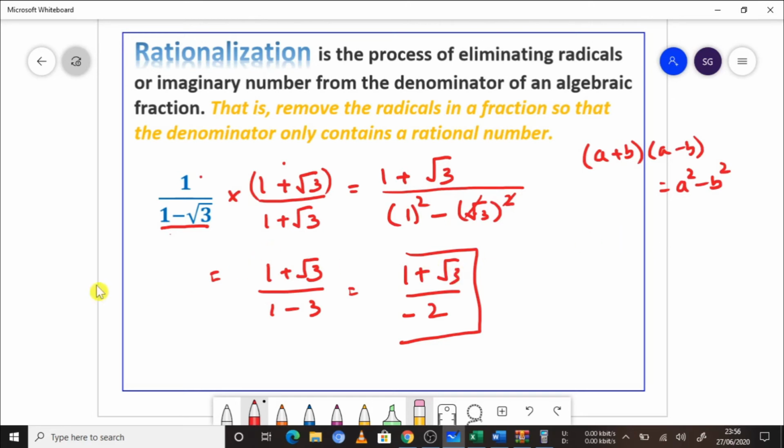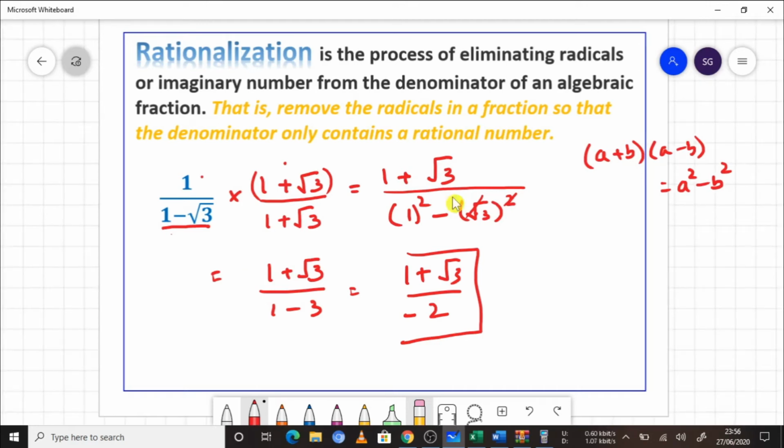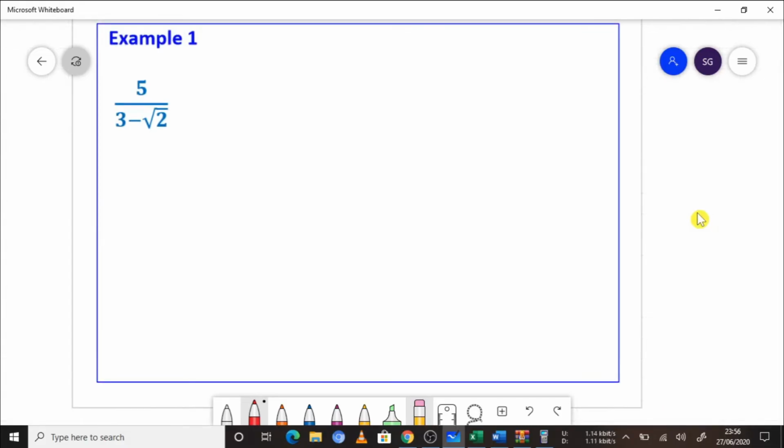Let's take a few more examples, and after the practice of these examples, our video will be concluded. All right, this is our example 1. We have 5 over 3 minus root of 2. So first of all, we identify the conjugate surd of this denominator, and then we will multiply and divide by that. So the conjugate surd of the denominator is 3 plus under root 2, and you multiply by the same and divide by the same. So you multiply and divide by the conjugate surd of this denominator.